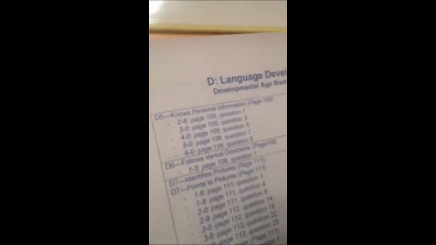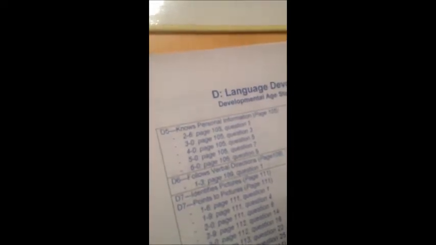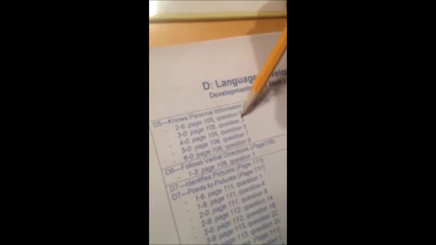The first section that we're using under language development is D5, knows personal information. You see that we've skipped ahead of several areas because they're not relevant to our age group of children. So if he's 3 years and 2 months old, the nearest age listed is 3 years and 0 months. So I would start on page 105, question 3.